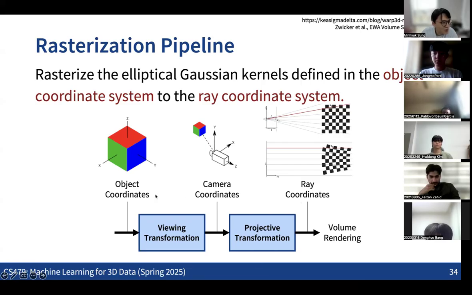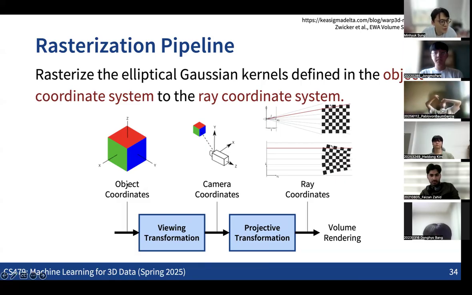Actually, there is something more. We can also consider a world coordinate system in between the object and the camera. And instead of the ray coordinates, we can consider a screen coordinate system based on the image plane, with some scaling and a shift term. But let me skip some details here.